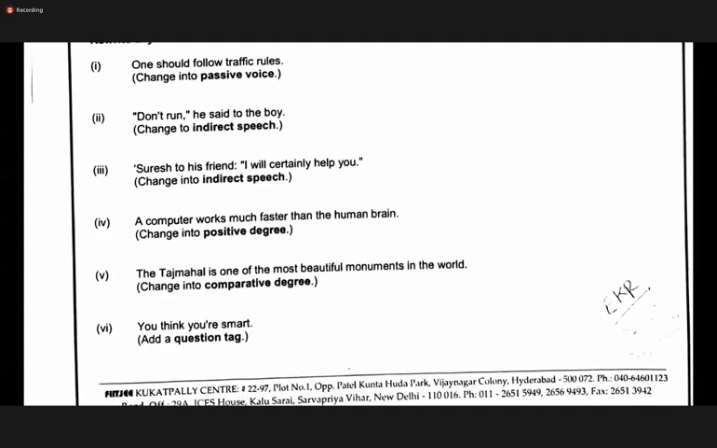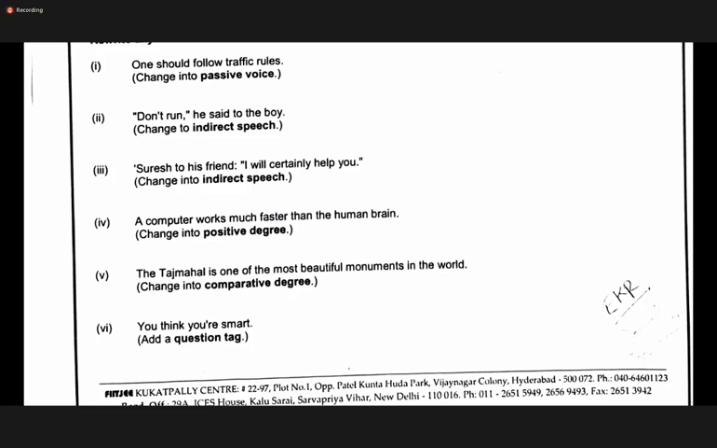Next, third one. Suresh to his friend, "I will certainly help you." Change into indirect speech. Just try this sentence. "I will certainly help you" is there within the inverted commas. You are asked to change this into indirect speech. Observe the type of sentence given here. What is it? It is a statement.